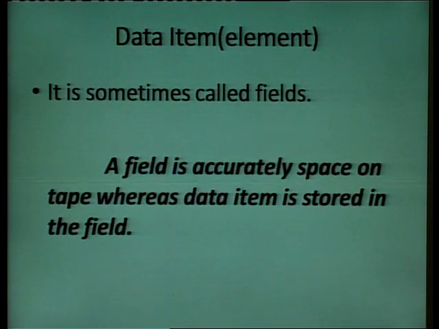So it is sometimes called fields. A field is accurately spaced on tape, whereas a data item is stored in the field. Okay, a data item or element can also be known as a field.